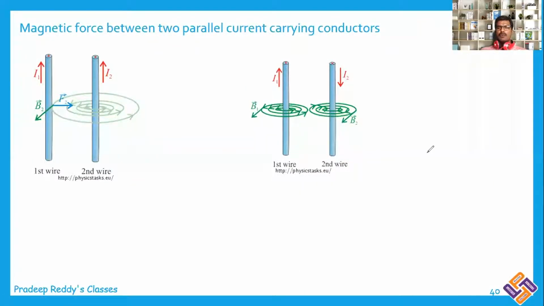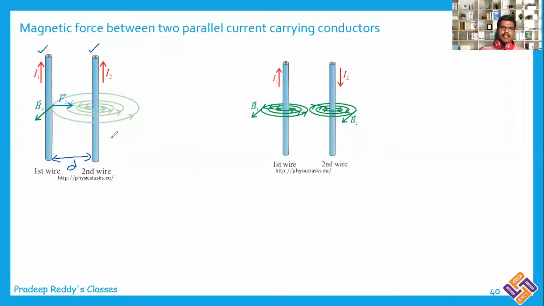Students, we are taking two current carrying conductors. This is the first current carrying conductor in which current is I1 and current is going upward. And this is the second current carrying conductor and it is going upward, that is I2. And both are separated by some distance. I can consider this distance as D.